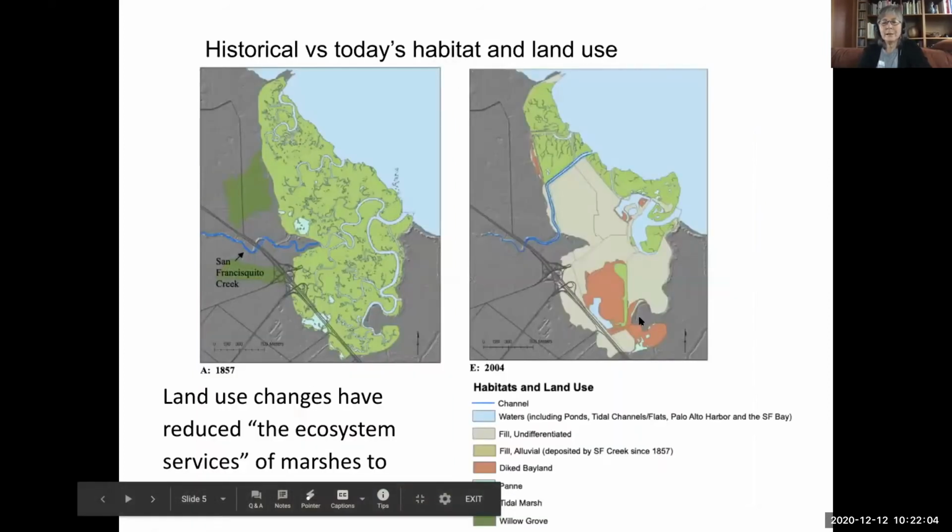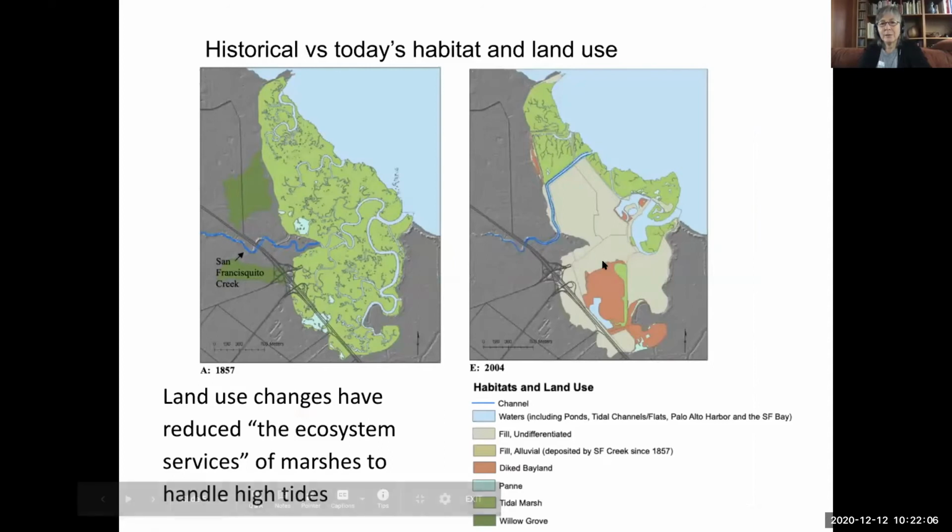So here's the slide I was talking about where you can see the actual land uses and where the fill has been filled in that area. So here's Cooley Landing up here at the top and Palo Alto Baylands down in here.